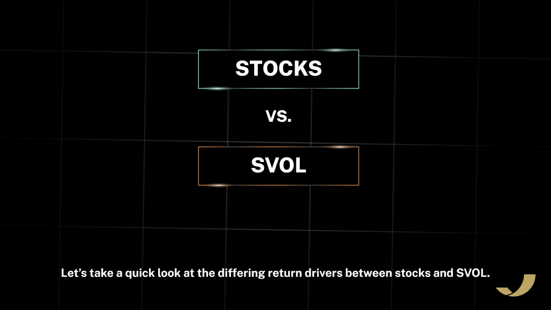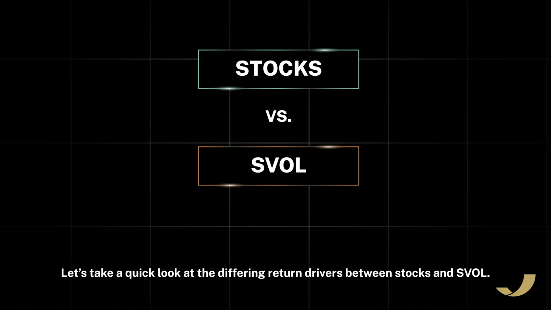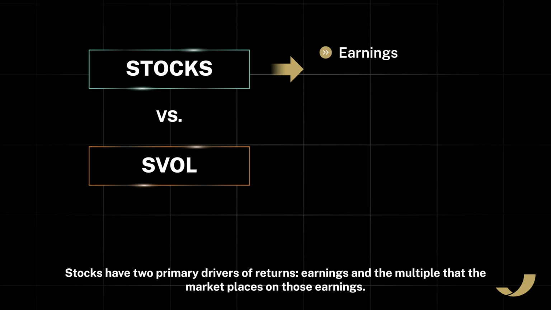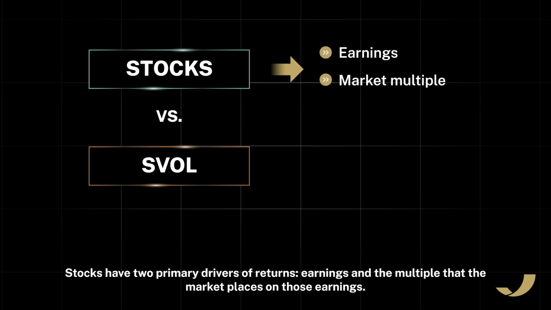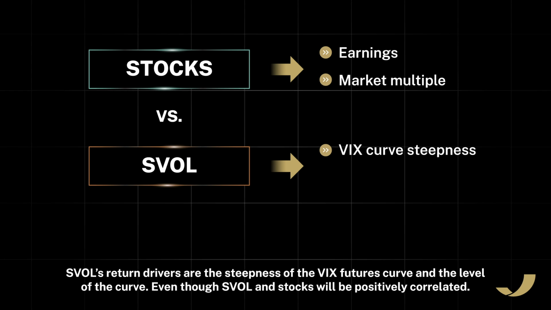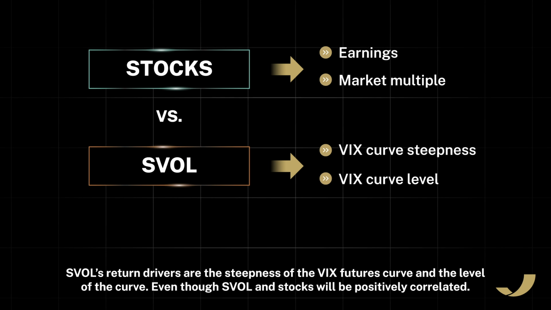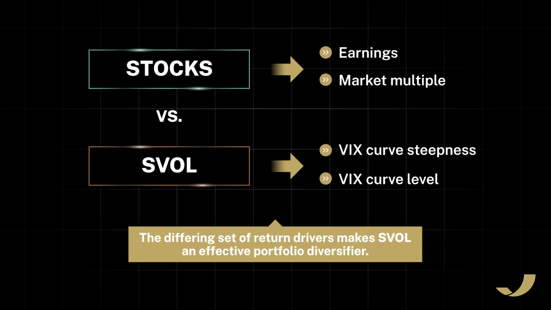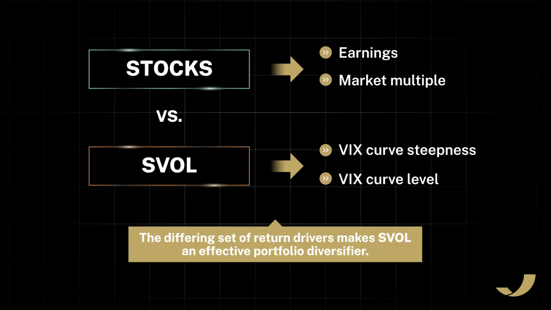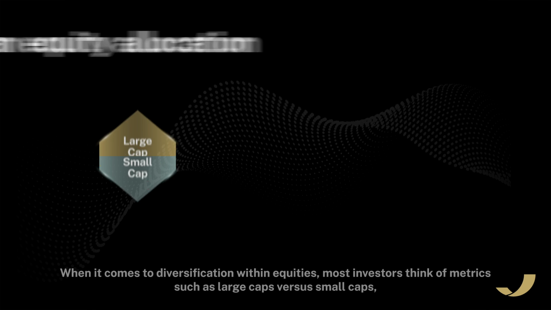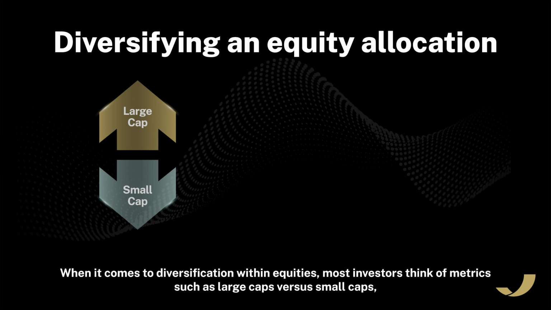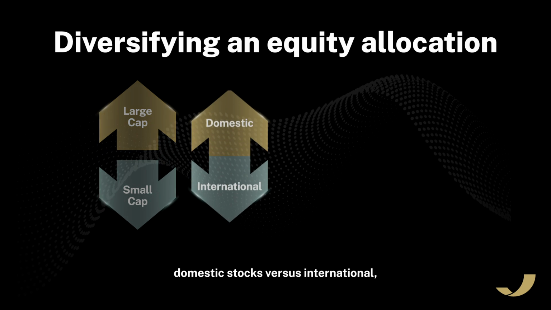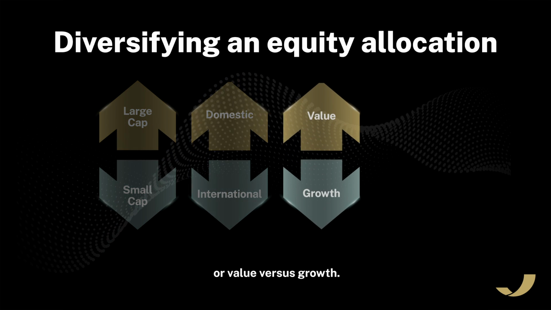Let's take a quick look at the differing return drivers between stocks and SVOL. Stocks have two primary drivers of returns: earnings and the multiple that the market places on those earnings. SVOL's return drivers are the steepness of the VIX futures curve and the level of the curve. Even though SVOL and stocks will be positively correlated, the differing set of return drivers makes SVOL an effective portfolio diversifier. When it comes to diversification within equities, most investors think of metrics such as large caps versus small caps, domestic stocks versus international, or value versus growth.